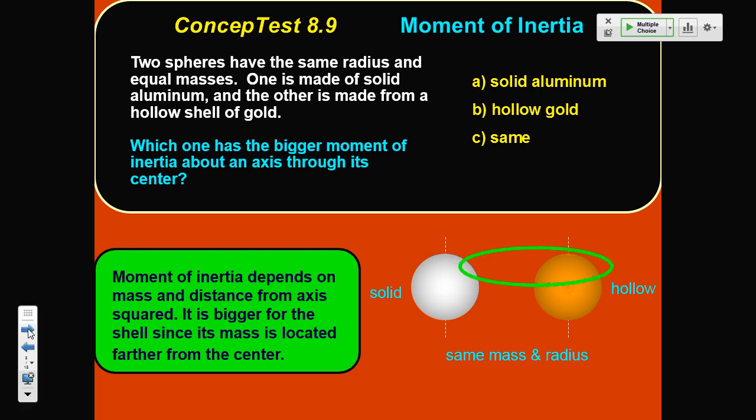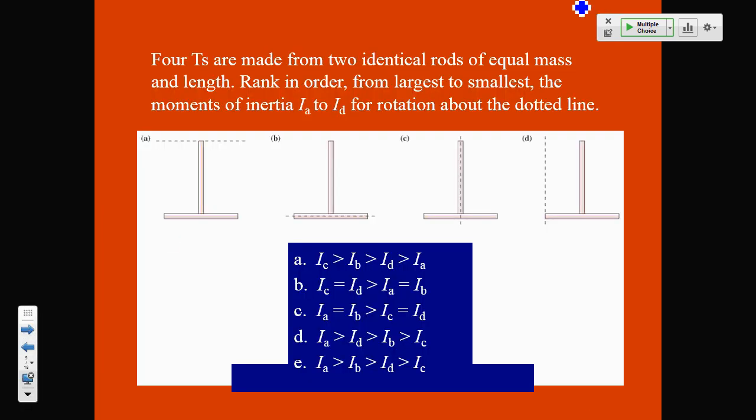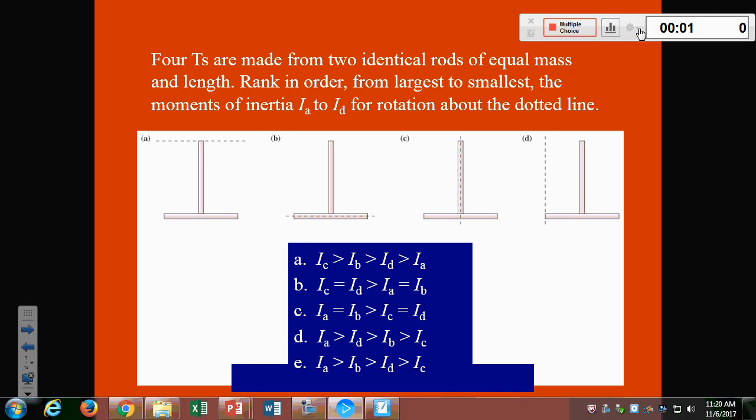Okay. There we go. So it's the hollow gold. Oh, I like this problem. You make 4 T's out of 2 identical rods of equal mass. So you have 2 bars that are exactly the same length and mass, and then you put them together in different ways. Rank these from the biggest to the smallest moment of inertia. Biggest to smallest.